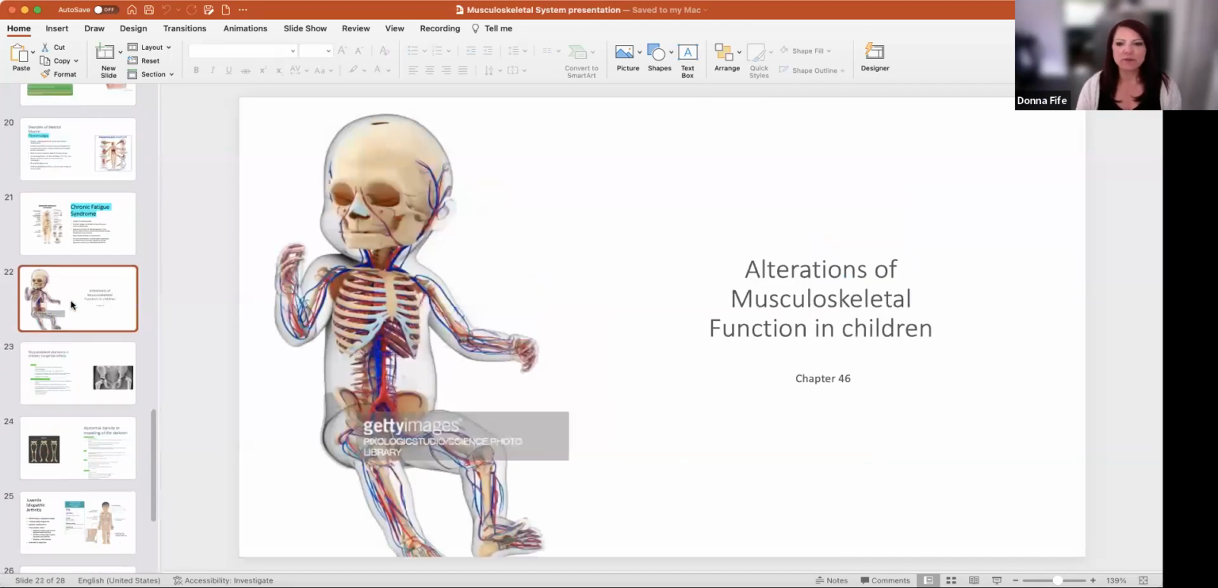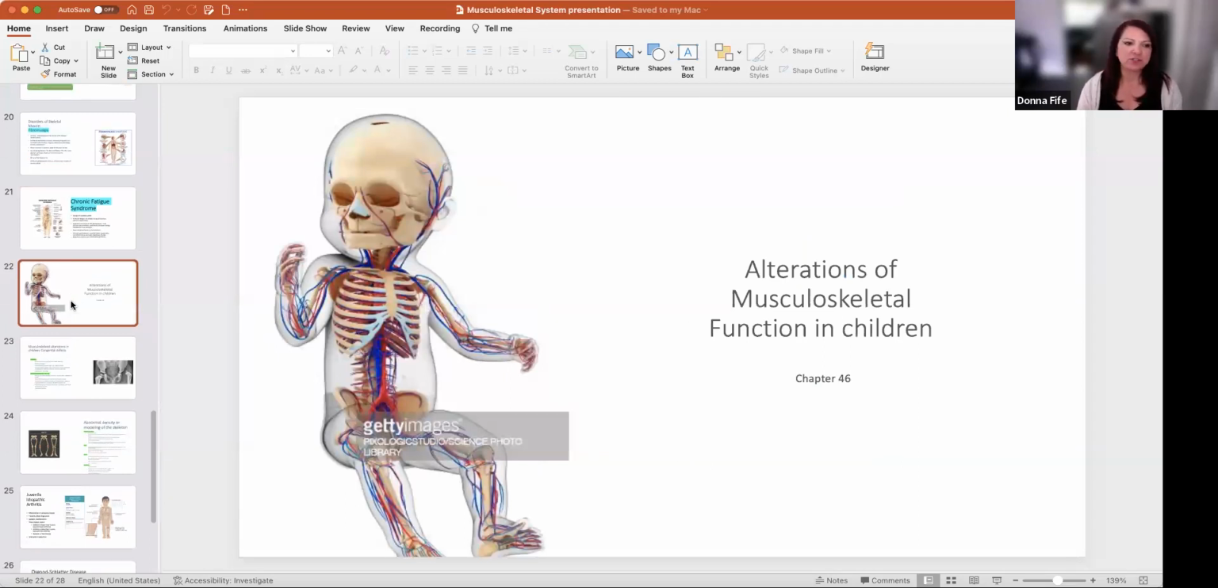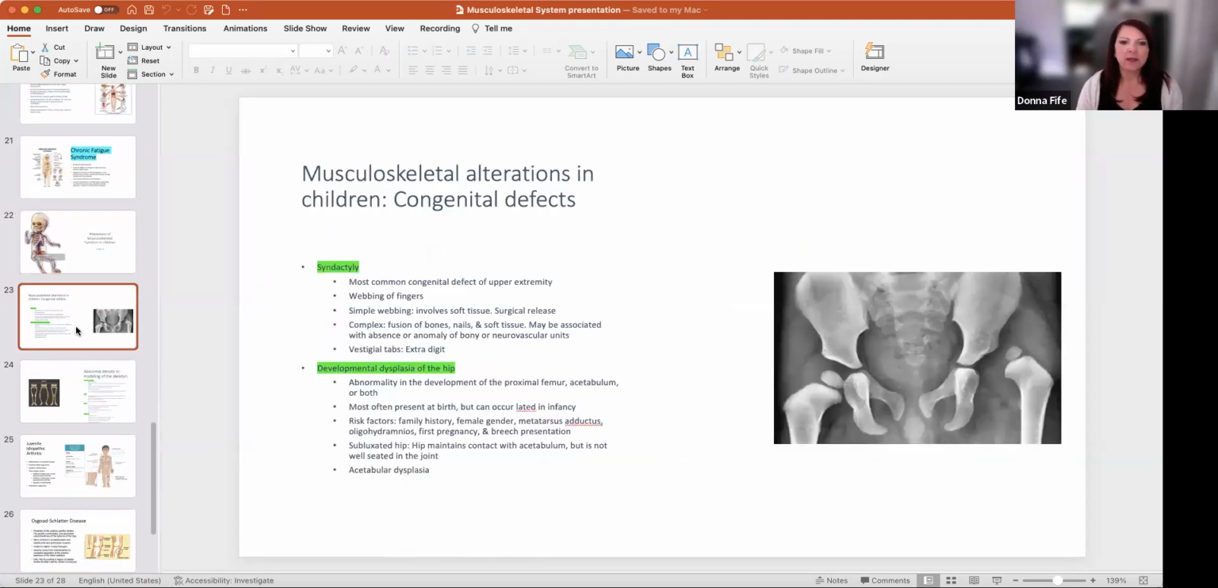All right, moving on to the alterations of musculoskeletal function in children. We can look at some congenital defects. We have syndactyly, which is the most common congenital defect of the upper extremity. There can be webbing of the fingers.